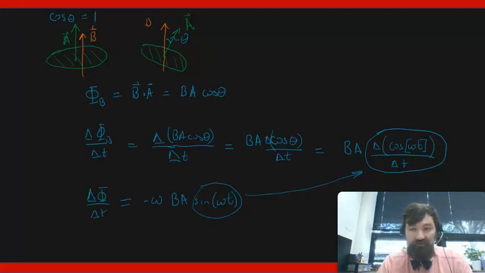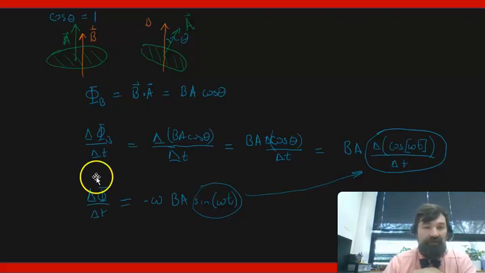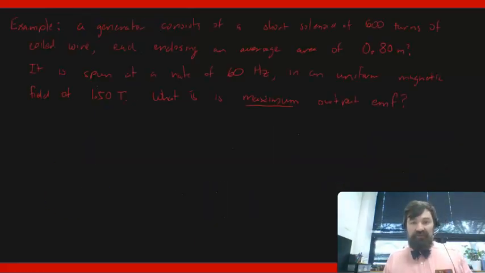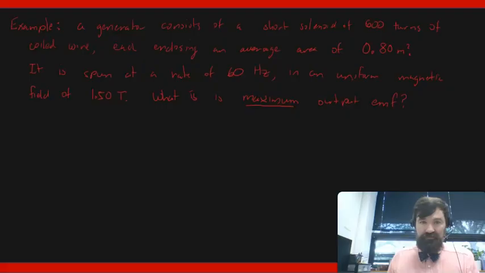That means we can make use of all this to figure out what the rate change of the flux is through a loop, or for that matter through a solenoid, which is just a bunch of loops stacked on top of each other. So this brings us to our last example, which is for a generator. This also kind of explains where the equation for the generator comes from. Suppose that you have a generator. It's got a short solenoid with 600 turns of coiled wire. We know the area. It's spun at a rate of 60 Hertz in a uniform magnetic field of known magnitude. We want to know what the maximum output EMF is.